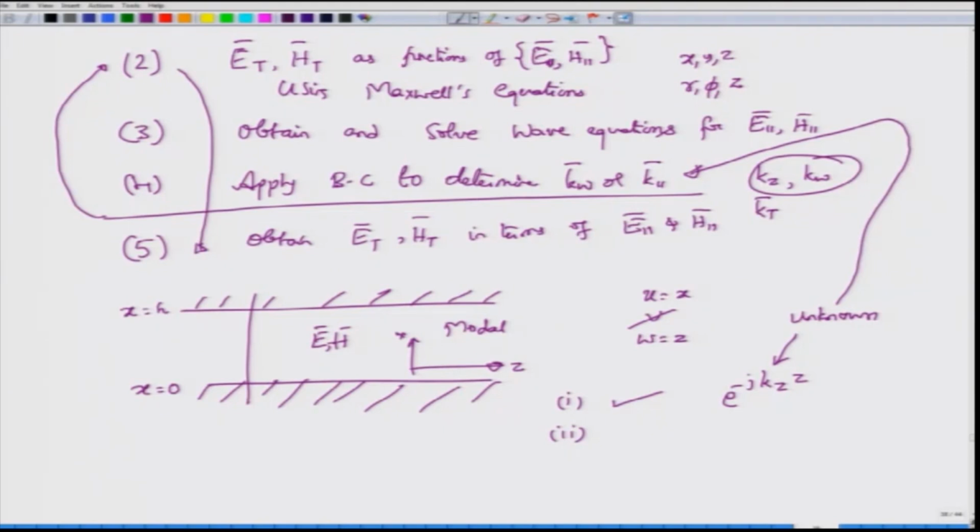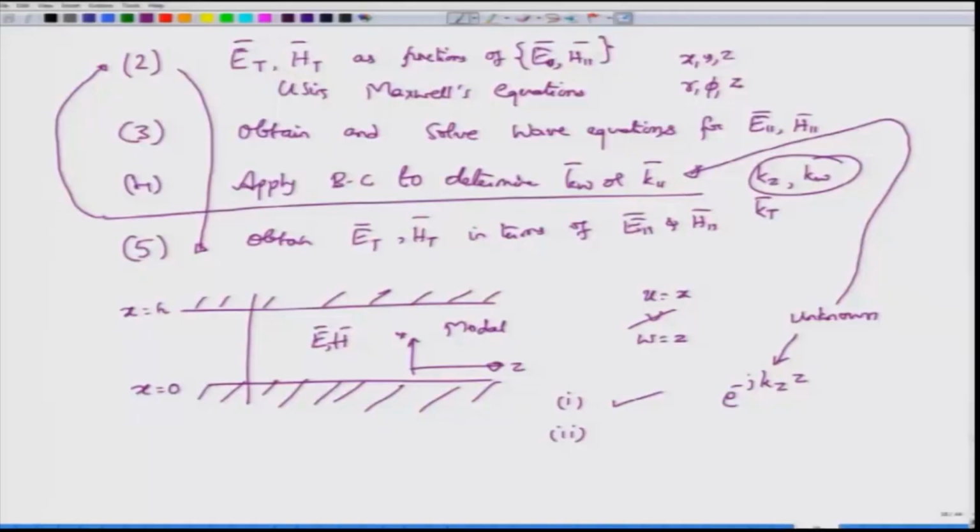I want to use this procedure to solve for the case of a slab waveguide in the next module. Okay. So, these are basically indicative of what we are going to do, but the full use of the systematic procedure will not be for this one, but it would be for the slab waveguide. Okay. So, first step is to choose the coordinate system, which we have done, and along with that we have also put down the way in which these fields depend on z, which is in the form of e power minus j kz times z.